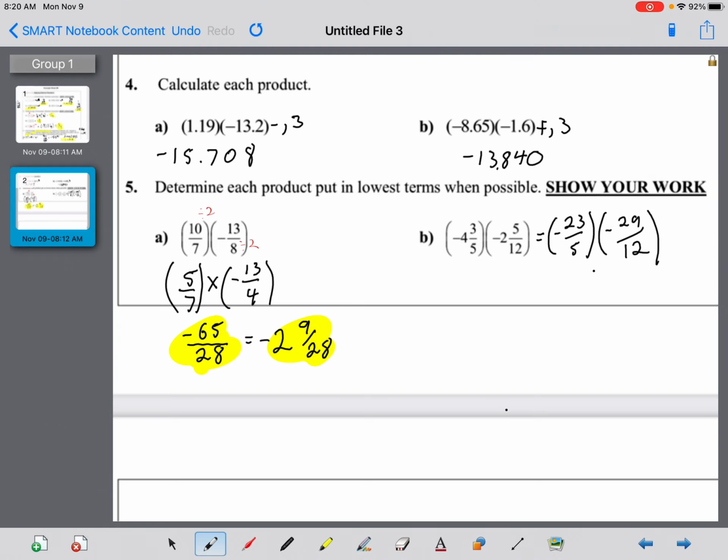So as I can tell, there's no common factors, so the best thing for me to do here is to just multiply straight across, and I'm going to end up with 23 times 29. So I'm going to get 667 over 60, and that's going to reduce down to 11 and 7 over 60, I believe. Yes.